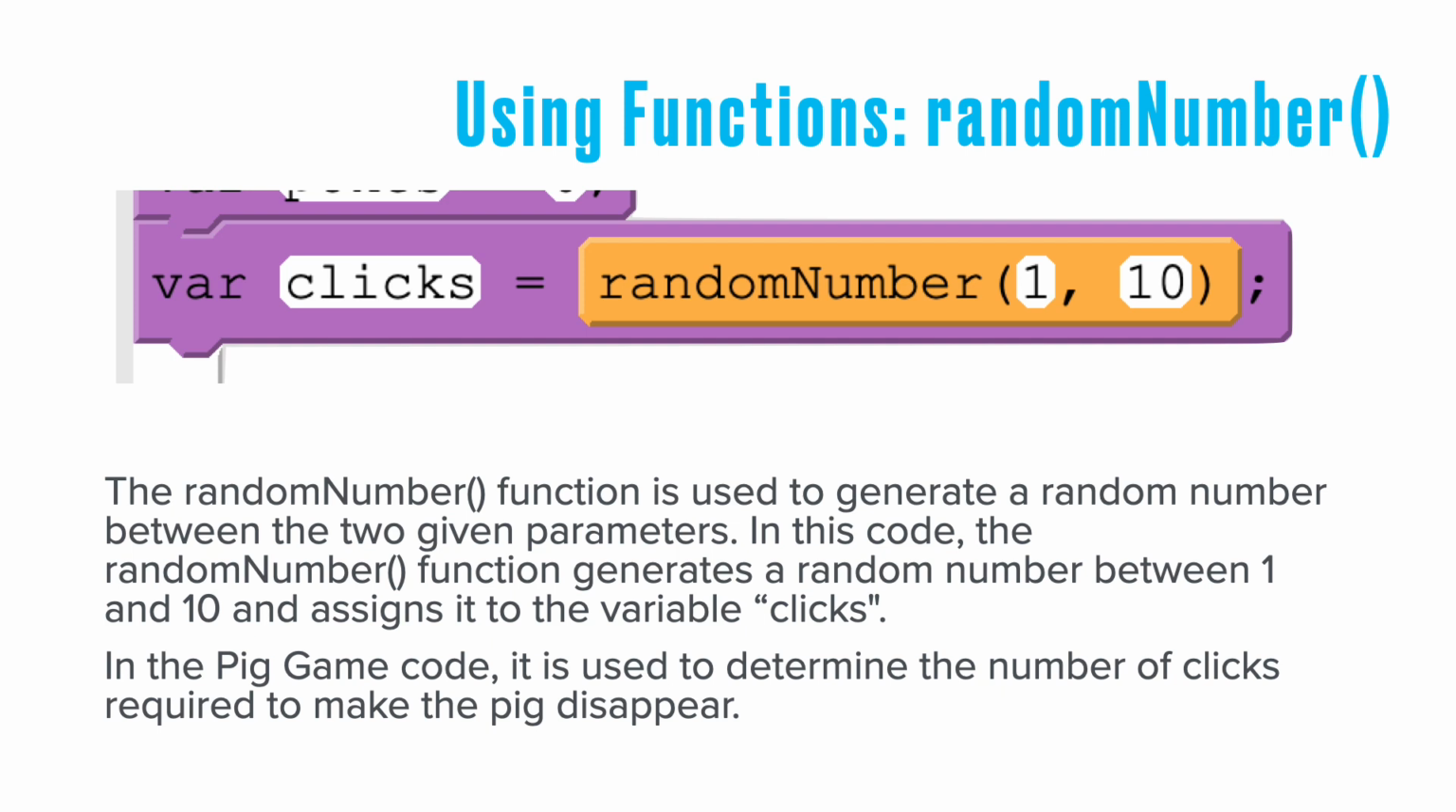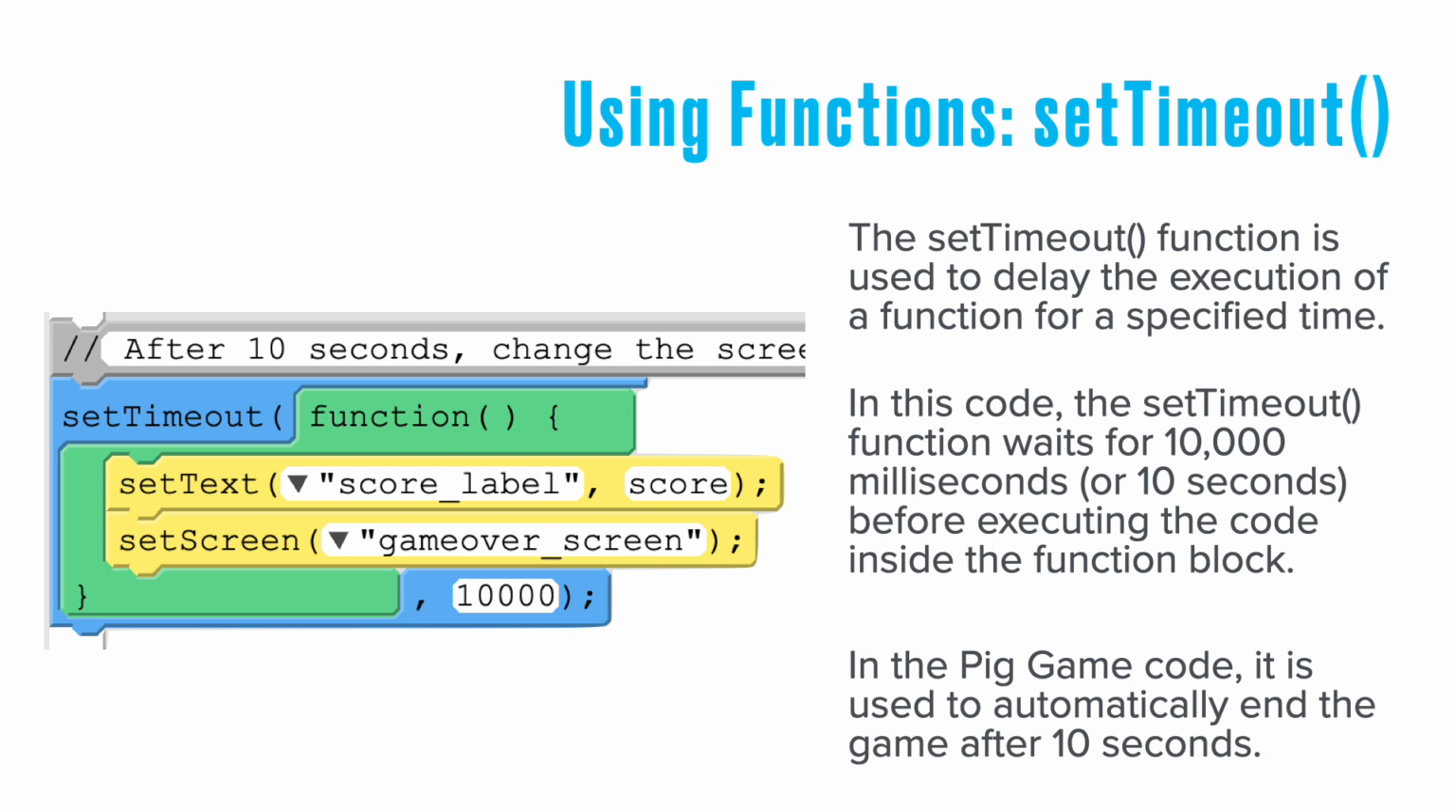The randomNumber function generates a random number between two given parameters. That is the two numbers you choose, the higher number and the lower number. In our pig game, it's used to determine the number of clicks required to make the pig disappear, keeping the game exciting and unpredictable. The setTimeout function delays execution of a function for a specific time. In the pig game, it is used to automatically end the game after 10 seconds.